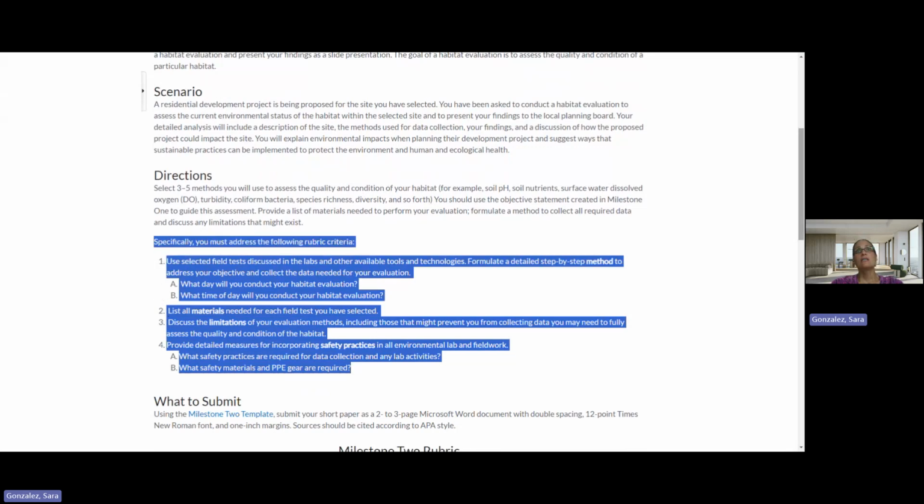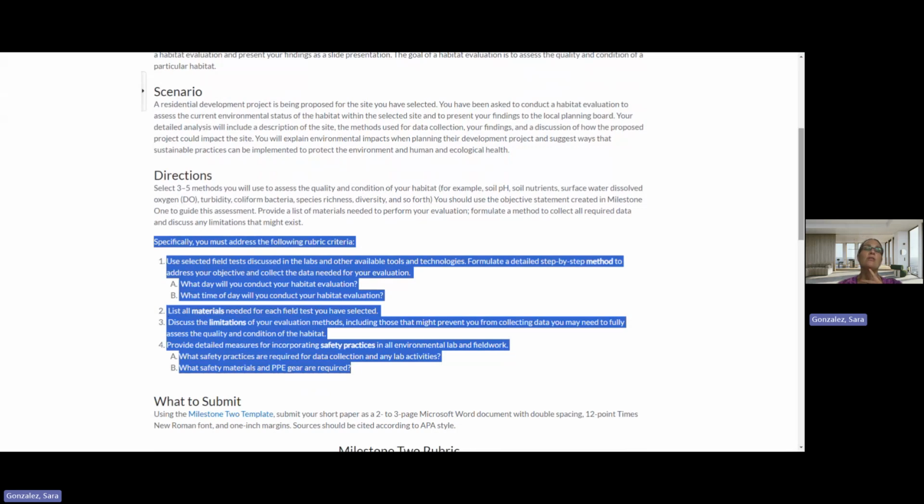First, you're going to use selected field tests discussed in the labs or other information tools and technology, and formulate some type of step-by-step methodology or procedure to address your objective. What days are you going to be conducting your habitat evaluation? What time of day? How often? You're going to list all the materials you're going to need for the field testing. You can discuss some of the limitations, such as a remote location, access, or wildfires if your area is prone to that.